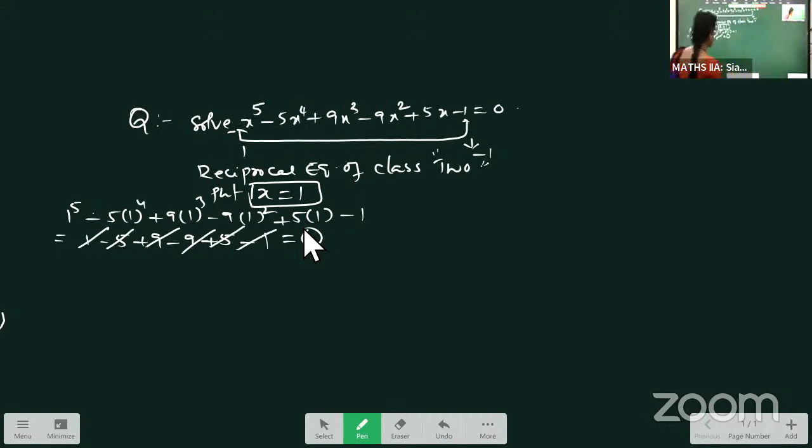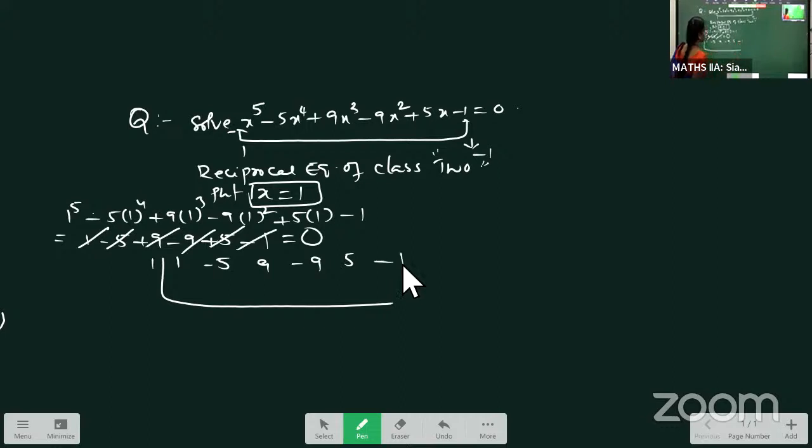So we have to do synthetic division with this one, x is equal to 1. Already we have done this synthetic division yesterday. With 1 we have to do the synthetic division. So write down the coefficients here: 1, minus 5, 9, minus 9, 5 and minus 1. So write here 0, 1. This is 1 and minus 4. This is minus 4, and this is 5. So minus 4 and this is minus 4, and 1. 1 into this is 1. So we are getting 0 here.